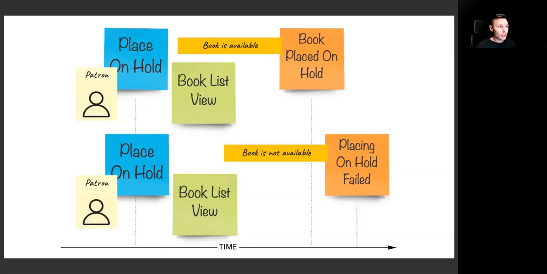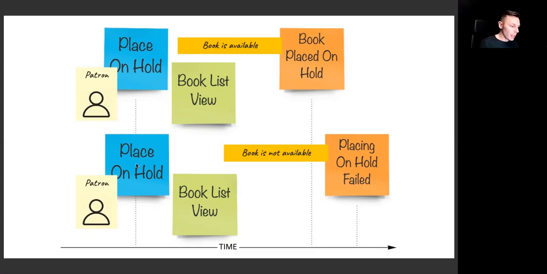Each patron can place the book on hold, send a command. In order to make such a decision, he or she needs to see the list of available books first, or see the details of a particular book. So we could say, using a bit more technical nomenclature, just view a read model. Now, depending on the book availability, we will either allow or disallow the process to succeed.